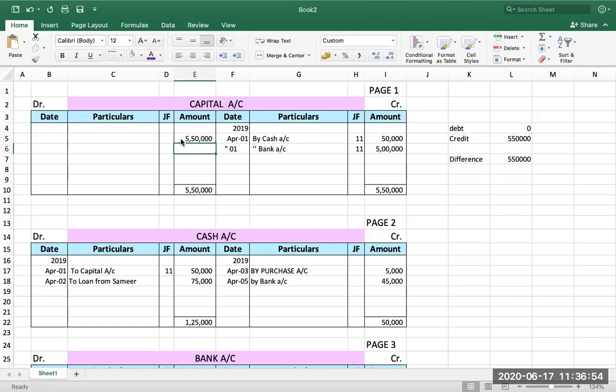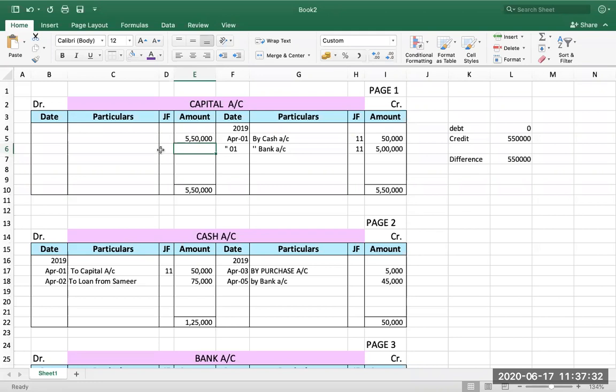So step number 1, make the total of both the sides, debit and credit. Check which total is bigger. The bigger total will be written on both the sides. And remember, this has to be perfectly aligned, in the same line. Debit side total and credit side total should be on the same line, right? Now you find out the difference between the two sides. Here we have found the difference. The difference was 5,50,000. This difference will be placed on the shorter side.